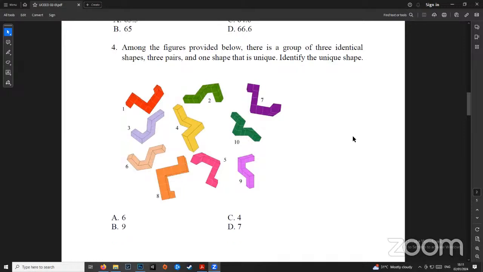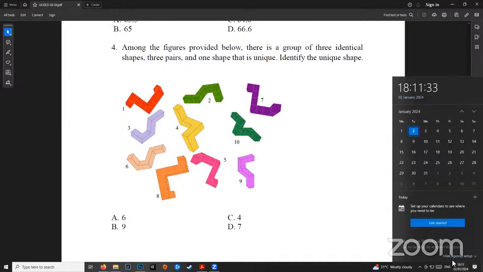Among the figures provided below, there is a group of 3 identical shapes, three pairs, and one shape that is unique. Identify the unique shape. Again, let me give you some time. I'll give you 1 minute to find it. Again, we can use the same logic that I had taken before. I'm giving you from 11:40 to 12:40. So you have 1 minute to do the question.